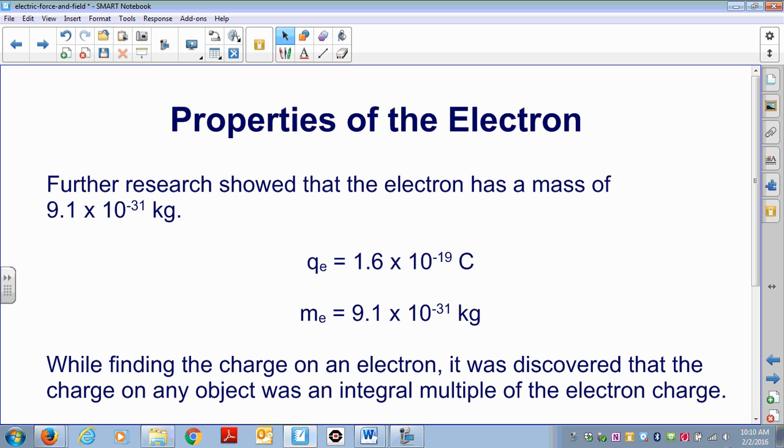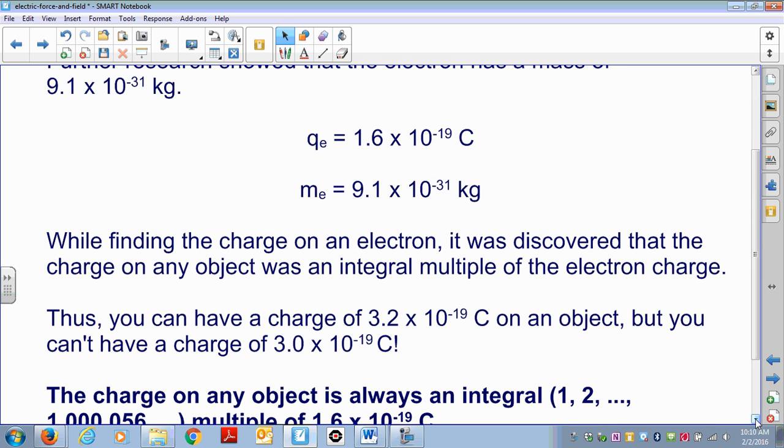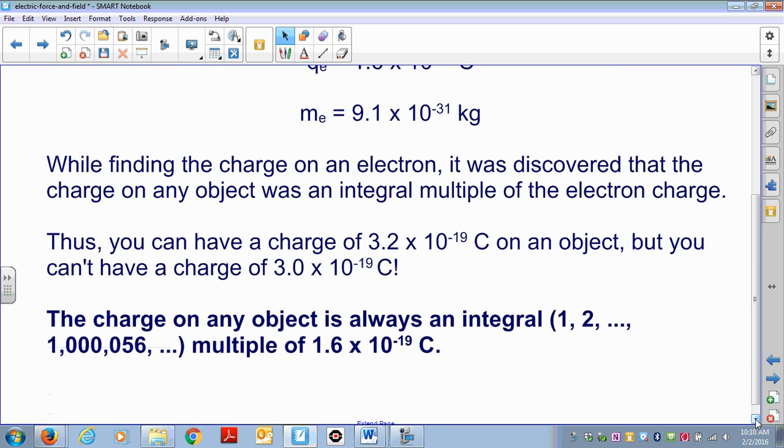While finding the charge on an electron, it was discovered that the charge on an object was an integral multiple of the electron charge. Thus, you can have a charge of 3.2 times 10 to the minus 19 coulombs on an object, but you can't have a charge of 3.0 times 10 to the minus 19 coulombs. The charge on any object is always an integer value multiplied by 1.6 times 10 to the minus 19 coulombs.